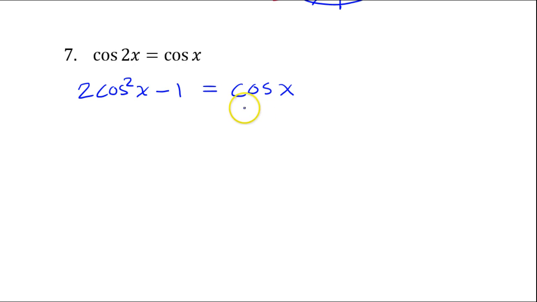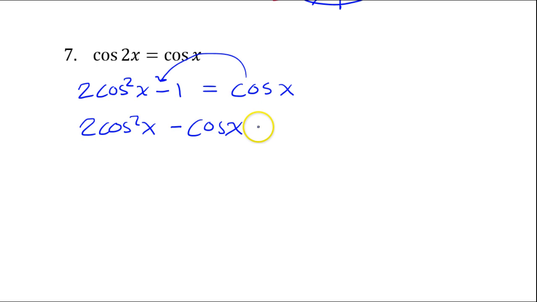So, let's get 0 on one side. I'm going to subtract cosine x. So that's going to give me 2 cosine squared x. As I subtract this, it's going to go in the middle between these two. So here comes my cosine x that I just subtracted. Now here comes the minus 1 that I'm just bringing down, and all that will equal 0. Now this looks like something I can factor.